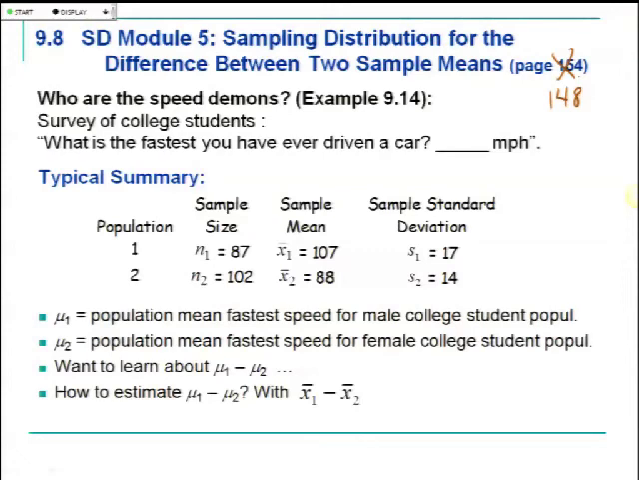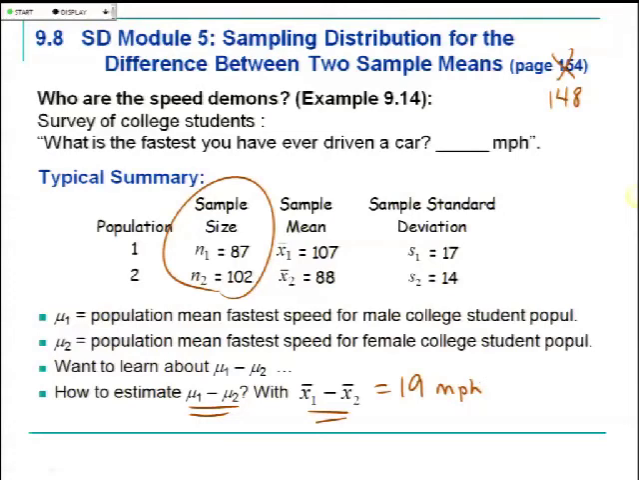All right, so we want to learn about the difference in these two population means. We want to compare those two means for these two populations. How would I estimate the difference in the true means? Take my data and calculate the difference in the sample means. You calculate that difference and you get 19 miles per hour.